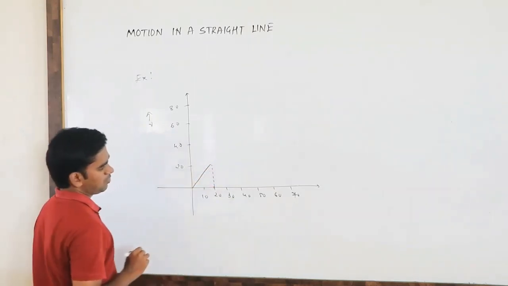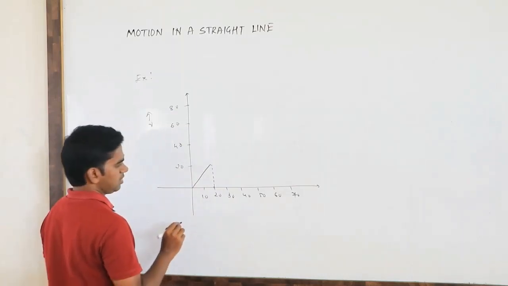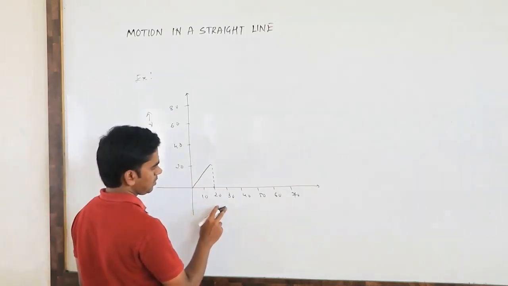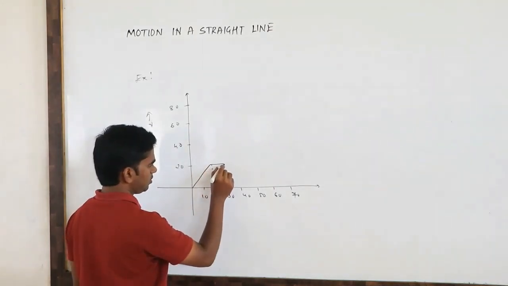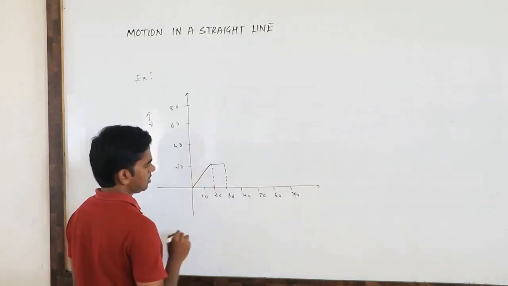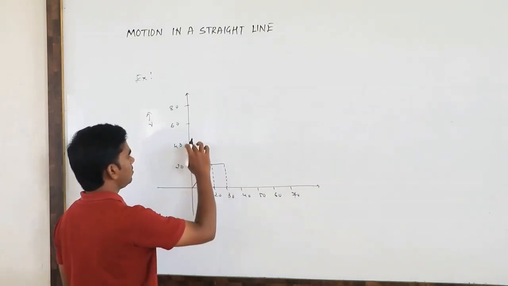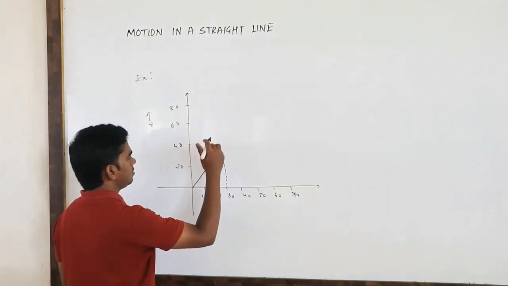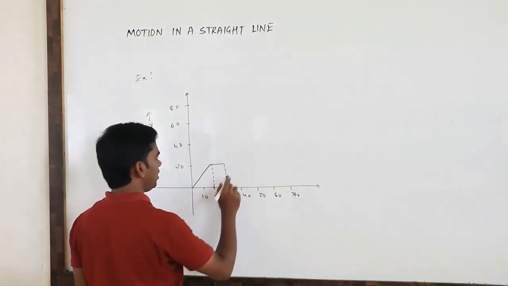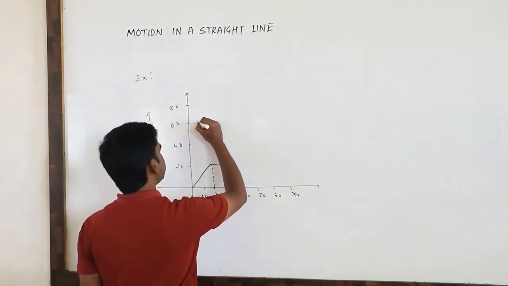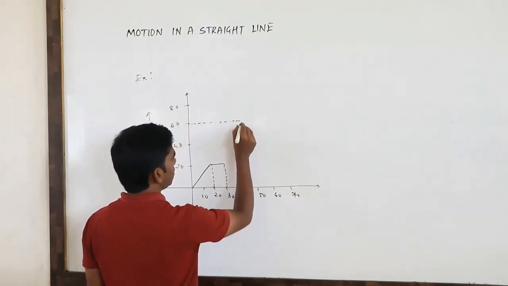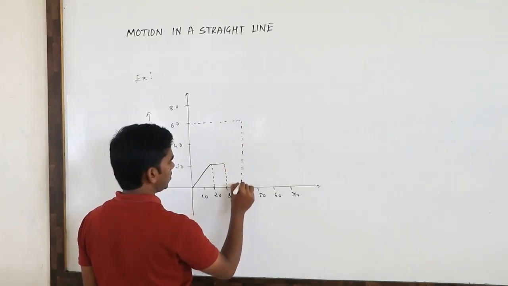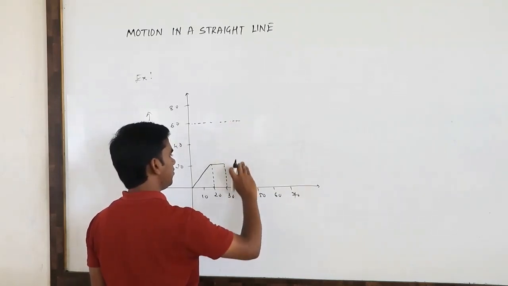From 20 to 30, what is happening? Velocity is going to be constant, not rest. Again from 30 to 40, it is suddenly increasing to some 60. So this is going to be 40.